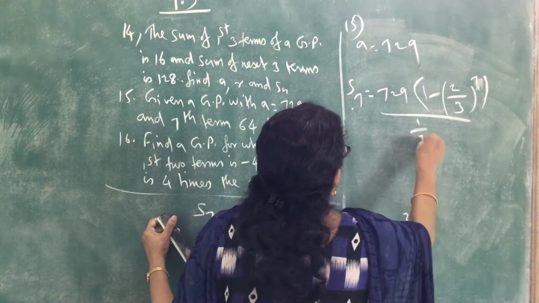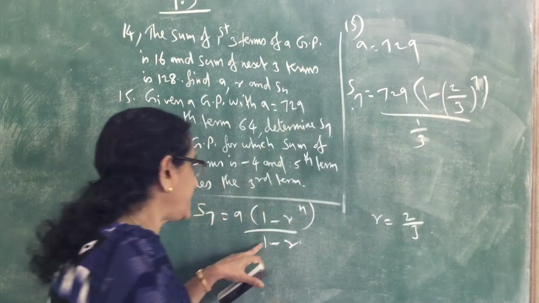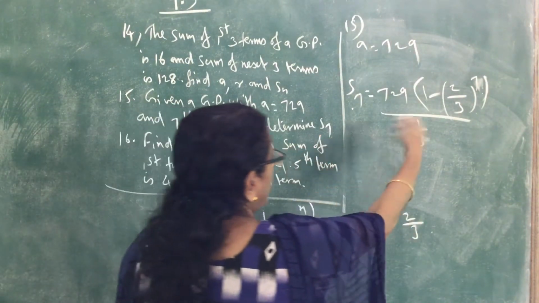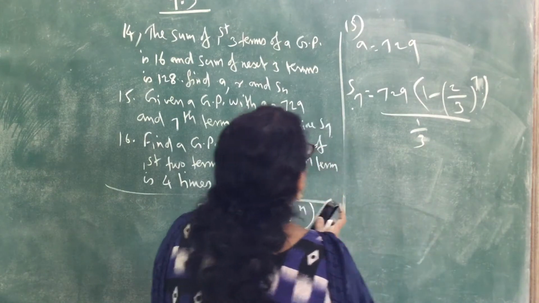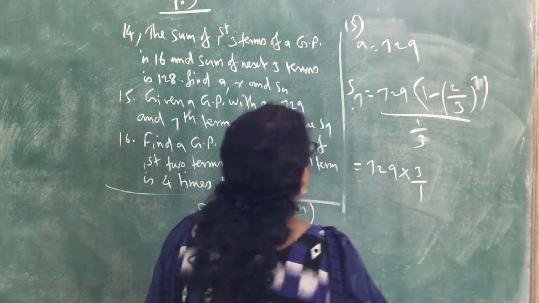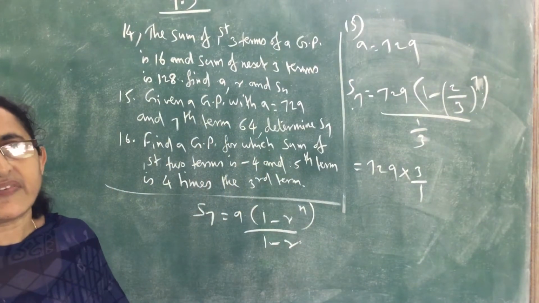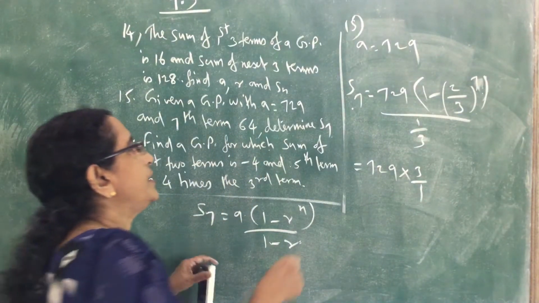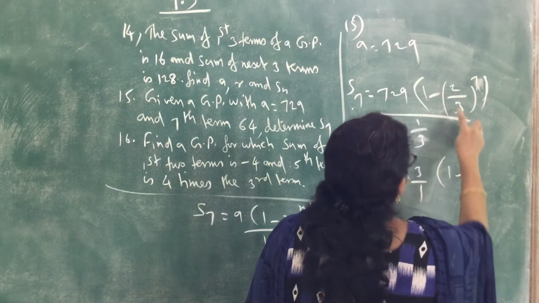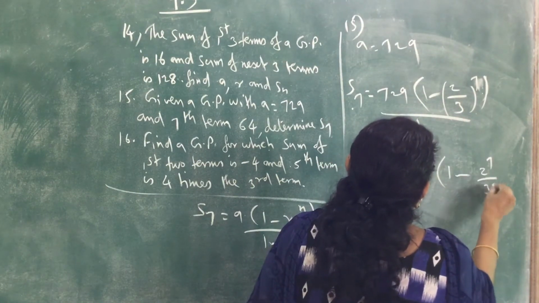1 minus 2 by 3, that is 1 by 3. So we got, now we can simplify, that is equal to 729 into 3 by 1. Divided by 1 by 3, we can write into 3 by 1. So into 3 into 1 minus 2 raised to 7 divided by 3 raised to 7.